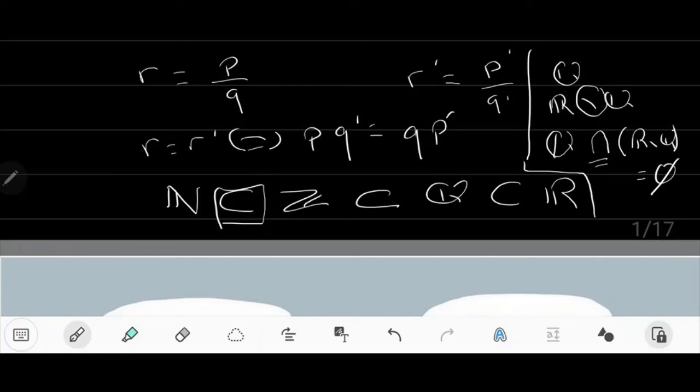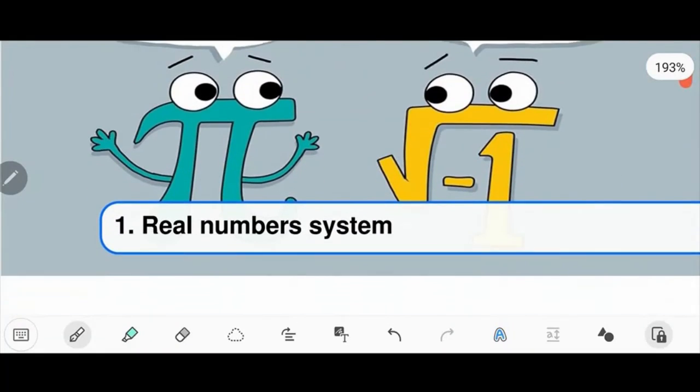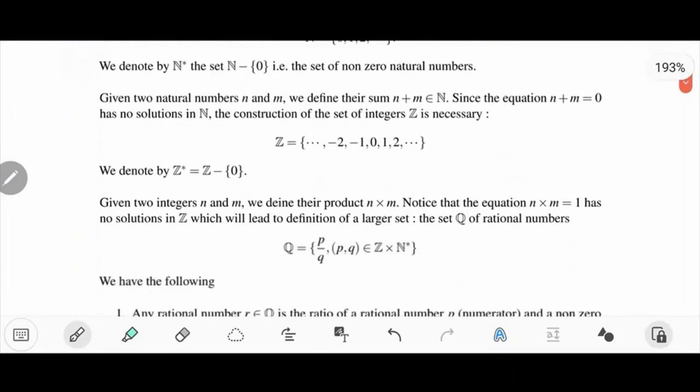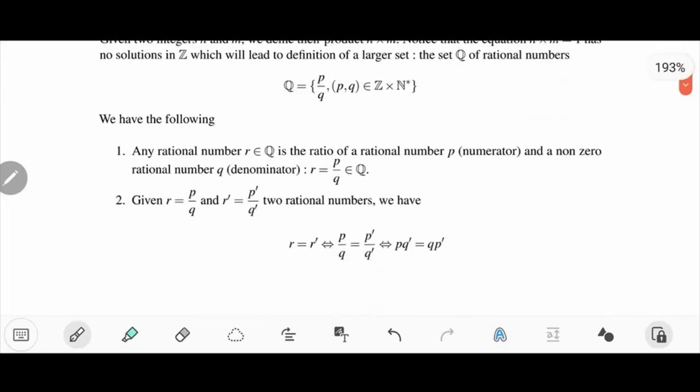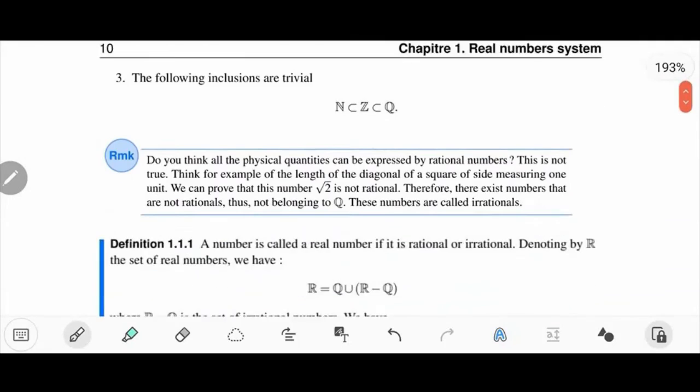Okay, so this information I explained, you can find it in this first page. You will read it carefully, and at the beginning of the next page of the chapter that you have.